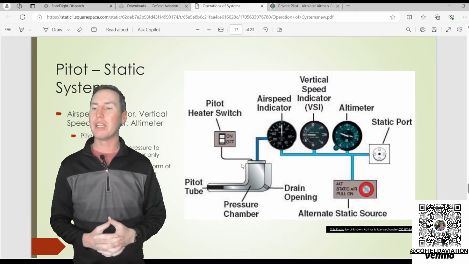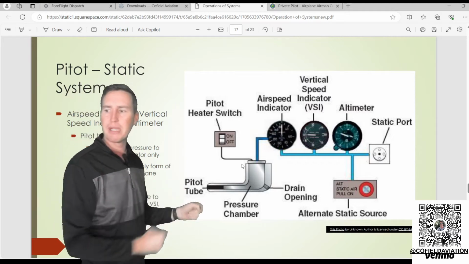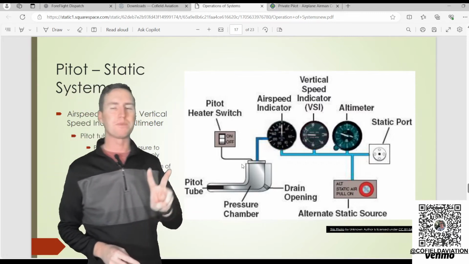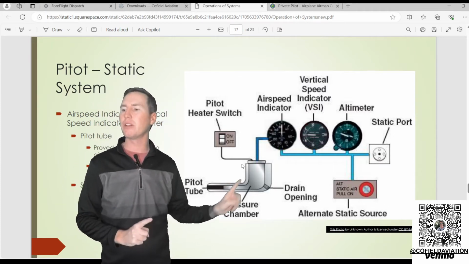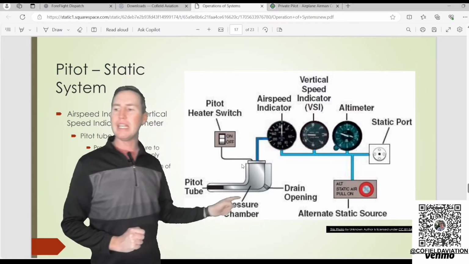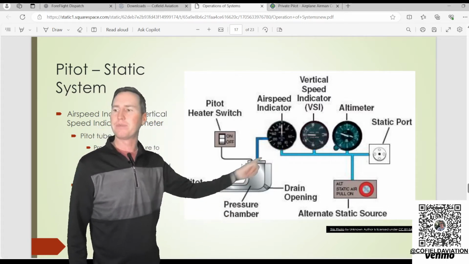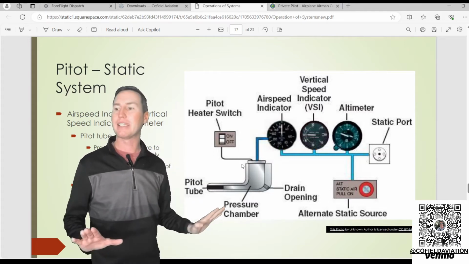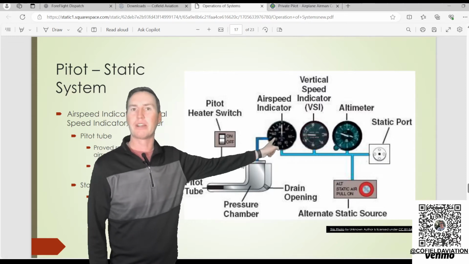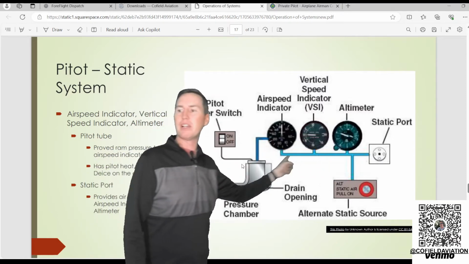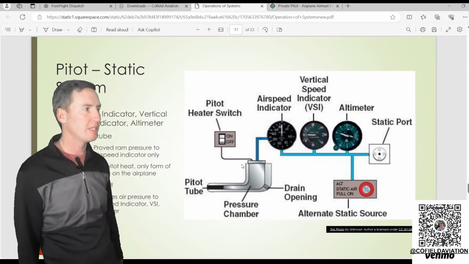Let's talk about the other error, okay? So the other error would be if your Pitot tube became blocked. And there are two errors that we can associate with the Pitot tube. But let's be really, really clear looking at this diagram. If anything is happening with your Pitot tube, the only instrument affected is your airspeed indicator. That's it, because the Pitot tube only sends information to the airspeed indicator. If it's anything with the static port, all three are affected, as you can see. But if it's something with the Pitot tube, it's only the airspeed indicator itself.